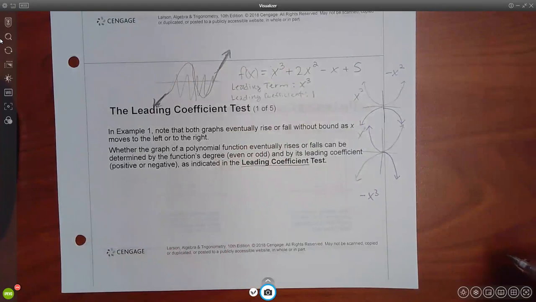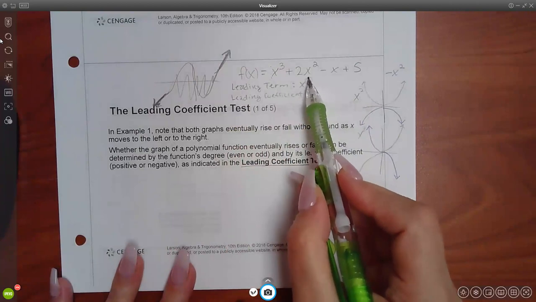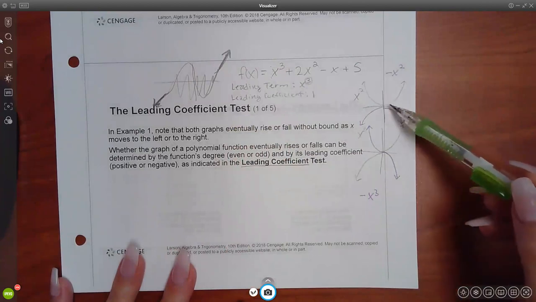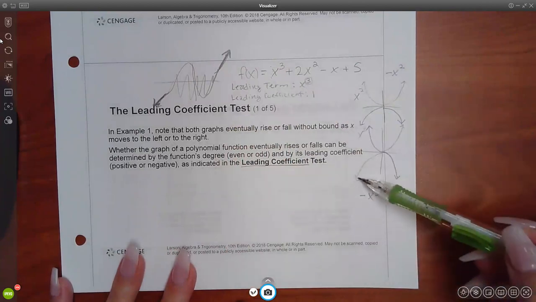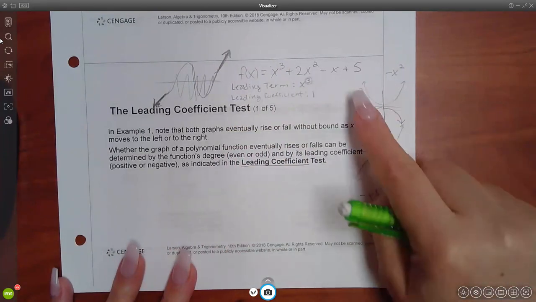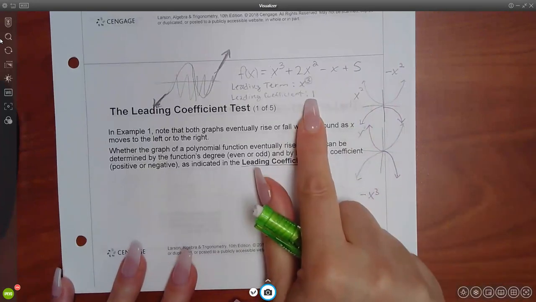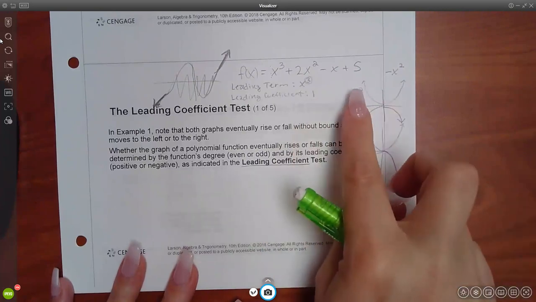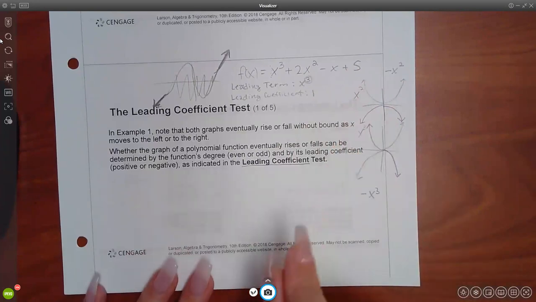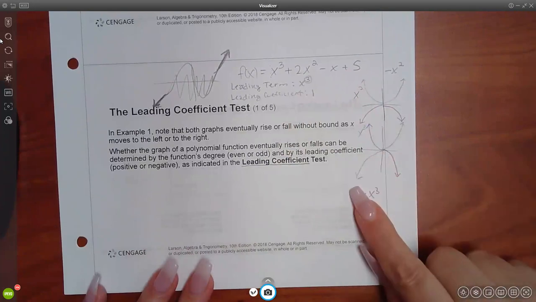Now, this is where you figure out what's going on. If the exponent in the leading term is even, then it's going to look like this one, okay? If it's odd, it's gonna look like the cube. So you'll know what's gonna happen on the ends, if it's even or if it's odd. The leading coefficient though is gonna tell you whether the even power is gonna open up or whether the even power is gonna open down. Same for the odd power.